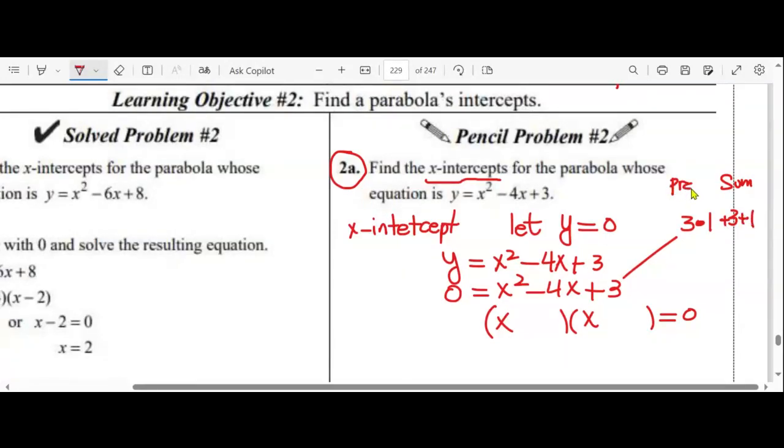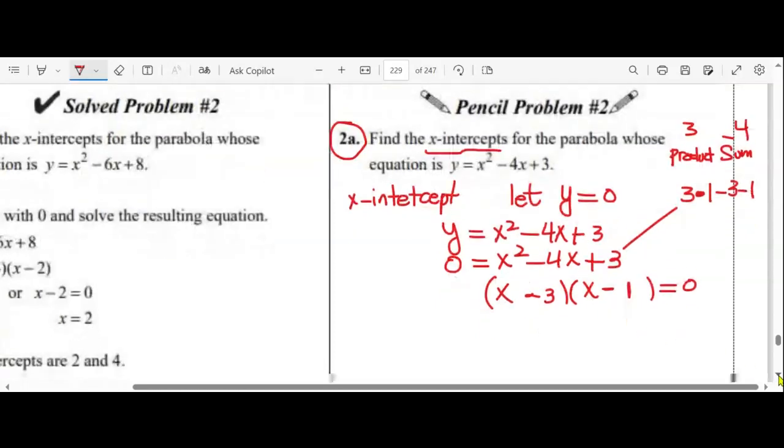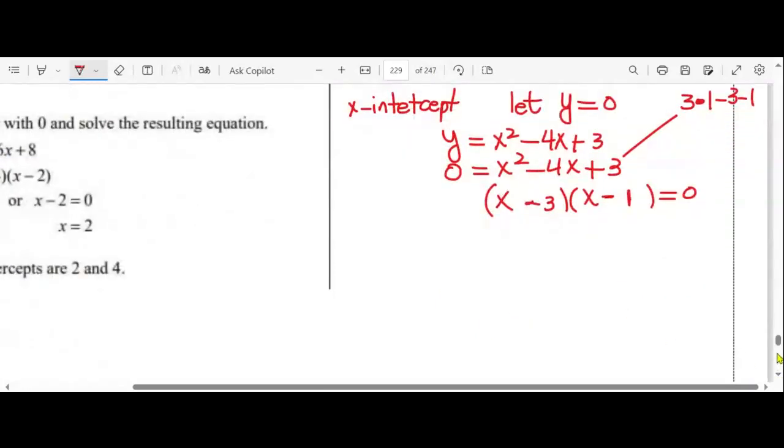So the product of 3 is going to be what? 3 times 1. Now the question comes here. I need the sum to be how much? -4. So it's going to be -3, -1. So I'll put -3 here, -1. Okay, up to here is clear.